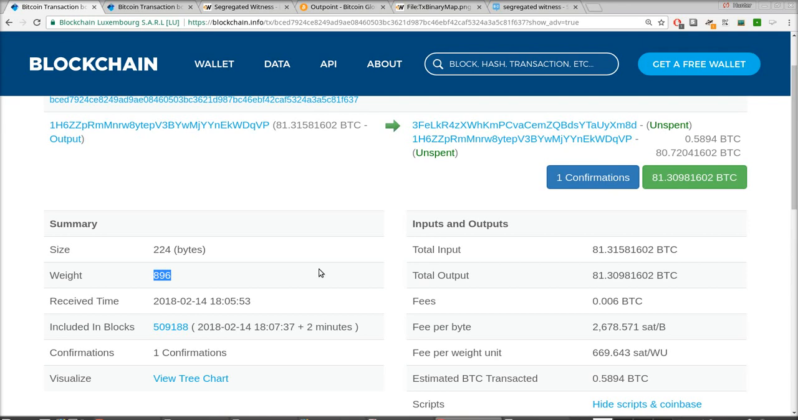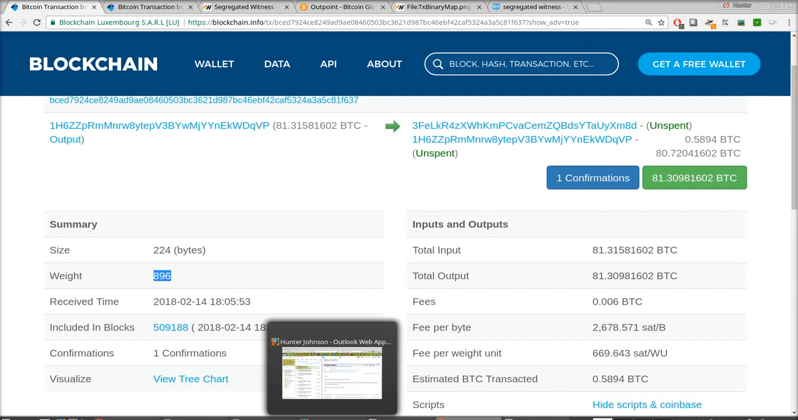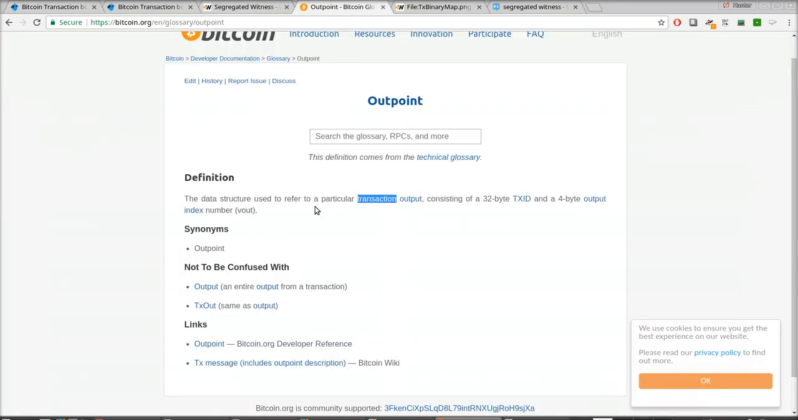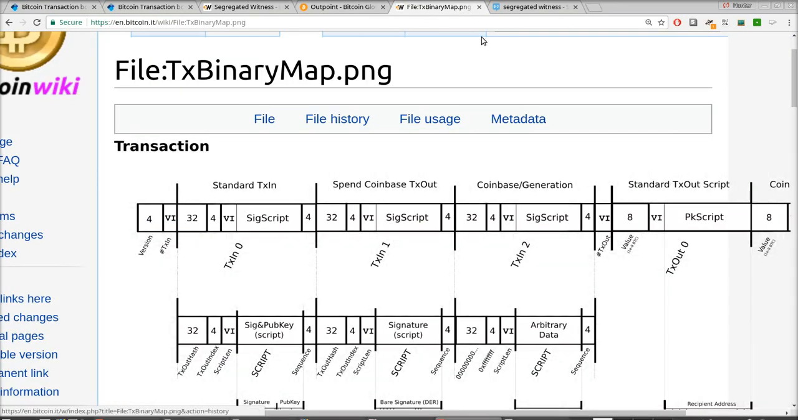This weight thing, notice that this is just 4 times that. So the idea is that in an old school transaction, which I guess this is, you compute this figure called the weight, and the weight is 4 times the size in bytes. And so you might wonder what's the point.